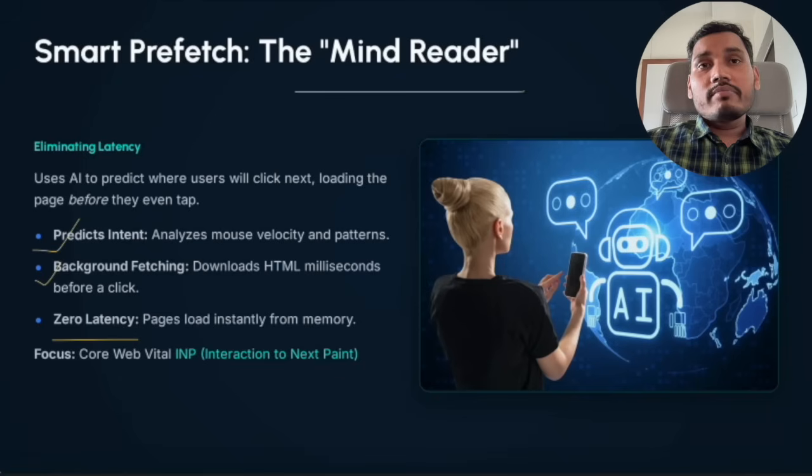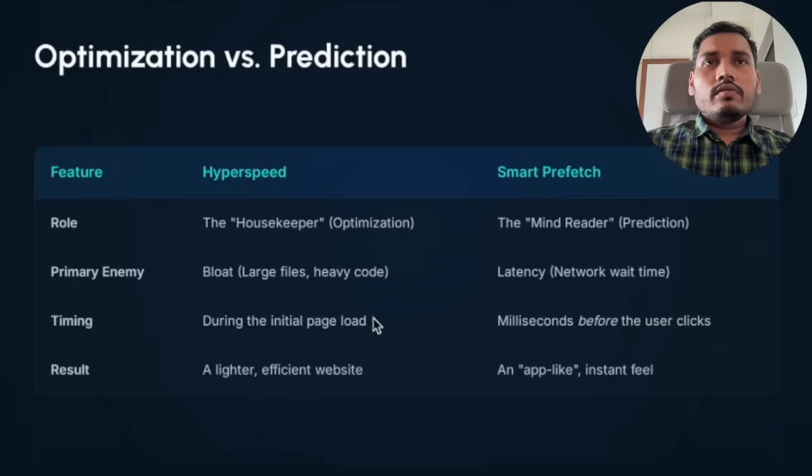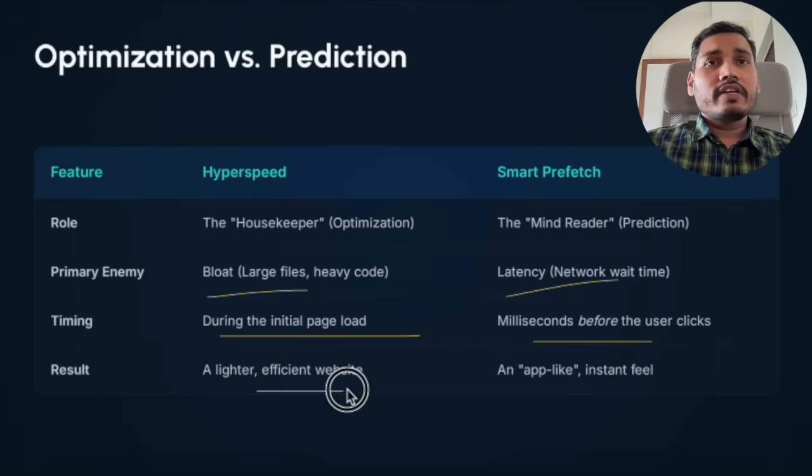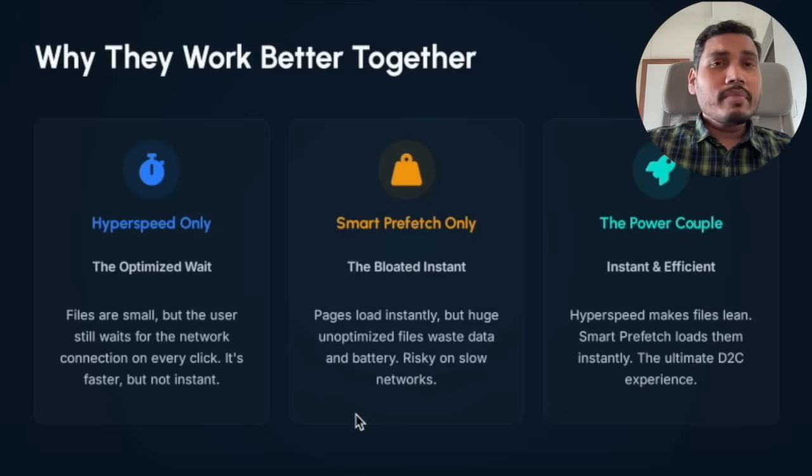Let's see a side-by-side breakdown of both of these apps now. So we saw that Hyperspeed fights the bloat problem, while Smart Prefetch fights the latency problem. Hyperspeed does its work during the initial page load to make the site lighter, and Smart Prefetch does its work before the next click to make the navigation feel instant. The result: one gives you an efficient website and the other gives you an app-like feeling, so you need both for a premium experience.